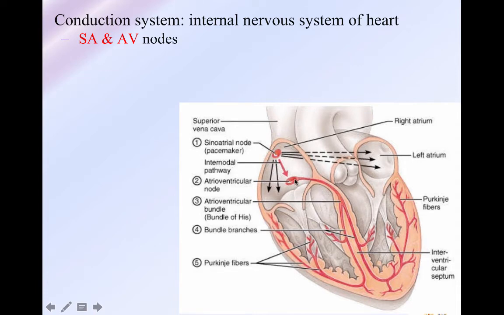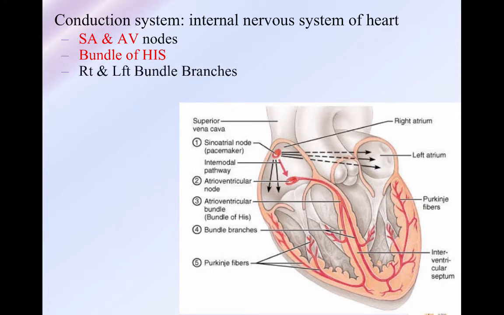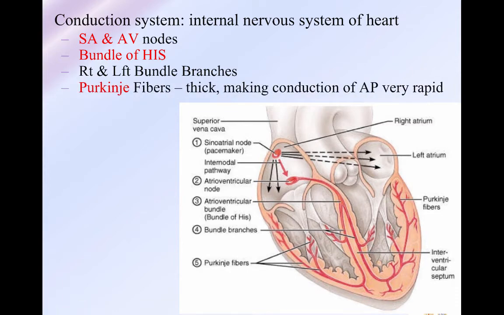We have another node, which is the AV node, and we'll look at nodal cells in a little bit. From the AV node, we have a bundle of His, which moves down the septum between the right and left ventricle. And it very shortly divides into two branches. Those are known as right and left bundle branches. And then as those branches get down near the apex of the heart, they branch even more extensively and become what are known as Purkinje fibers. And they're very thick, which makes conduction of an action potential really, really fast. And this too helps to ensure that the heart works as a functional syncytium.